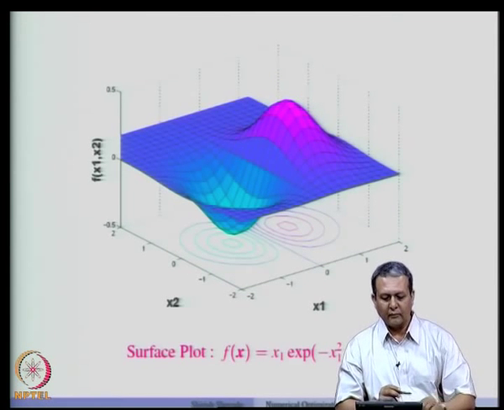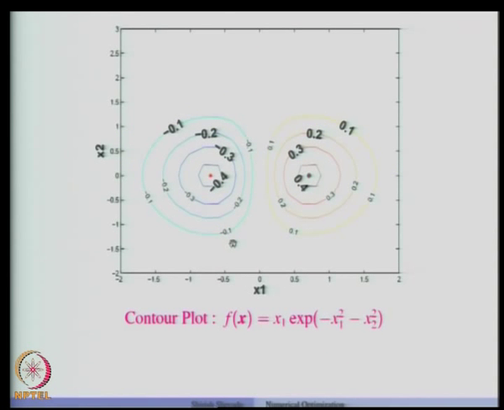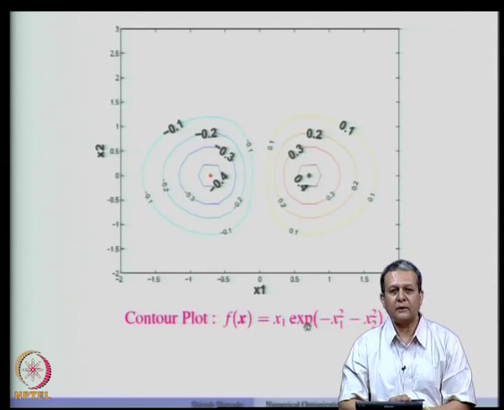Let us take another example. Let us look at the surface plot of the function f of x equal to x1 times e to the power minus x1 square minus x2 square. This function has a local minimum at this point and a local maximum at this point. Beneath the surface plot, the contours of that function are shown. Now you will see what the property of a local minimum is. Let us look at the contour plots of this function.